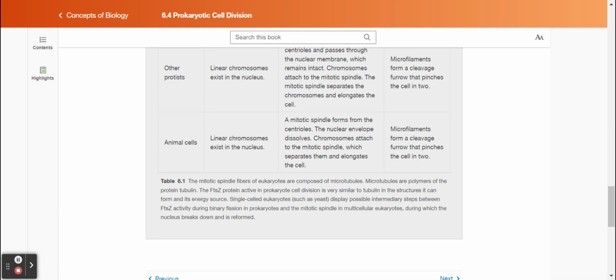Table 6.1. The mitotic spindle fibers of eukaryotes are composed of microtubules. Microtubules are polymers of the protein tubulin. The FtsZ protein active in prokaryote cell division is very similar to tubulin in the structures it can form and its energy source. Single-celled eukaryotes, such as yeast, display possible intermediary steps between FtsZ activity during binary fission in prokaryotes and the mitotic spindle in multicellular eukaryotes, during which the nucleus breaks down and is reformed.